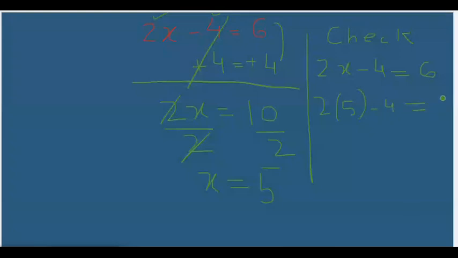2 times 5, which is equal to 10. 10 minus 4 equal to 6. So 10 minus 4 is equal to 6. 6 equal to 6. It means that left hand side of the equation equal to right hand side of the equation. This proves that our answer is right.